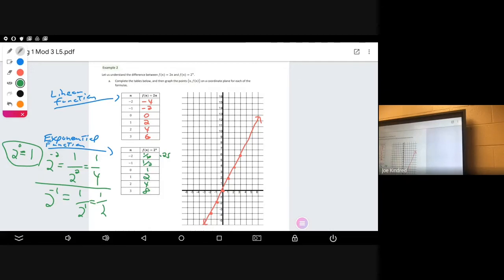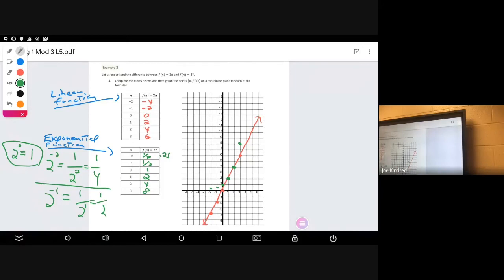-2, 1/4. -1, 1/2. 0, 1. 1, 2. 2, 4. 3, 8.